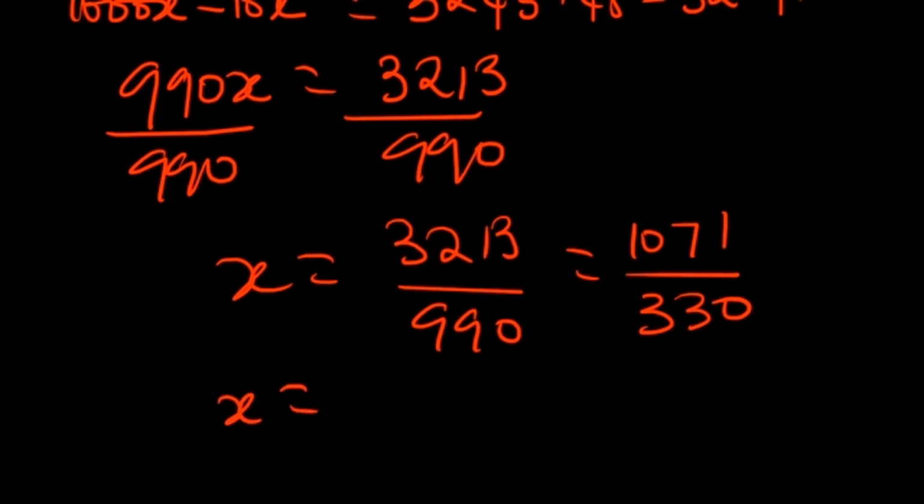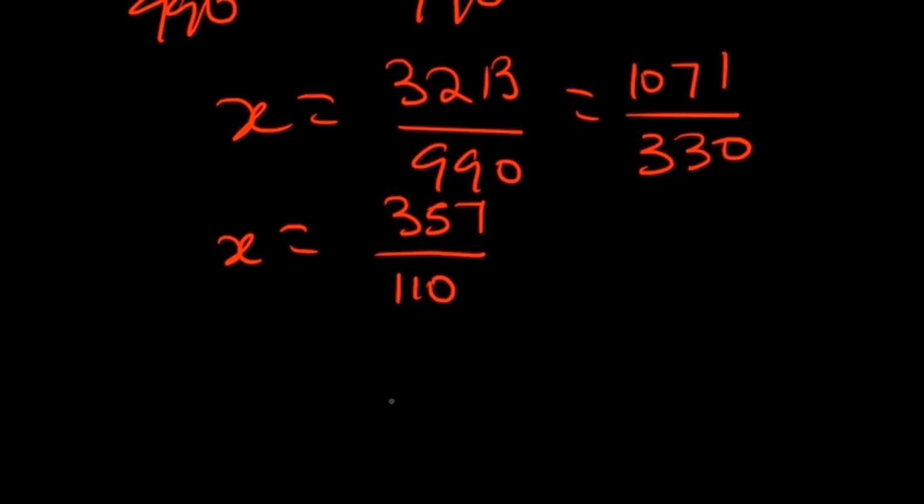Let's check it out. Let's try and see if 3 can go into 1071. 1071 divided by 3. Oh, that's amazing. It's giving me 357. We have 357 over. Let's check if 3 can go into 330. 330 divided by 3. The answer is 110. We have 110. Hence, I think this is the lowest term of this fraction. So we have x is equal to 357 over 110.